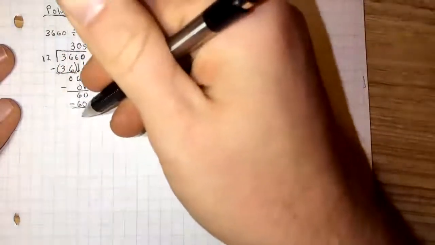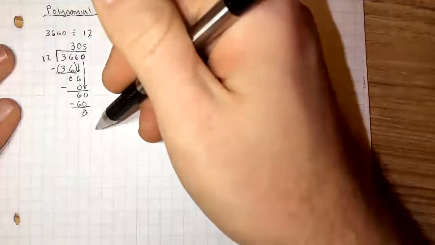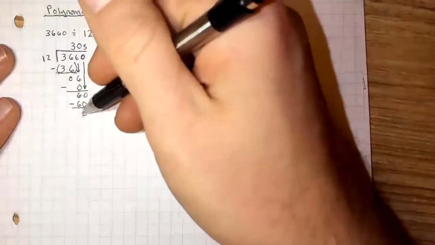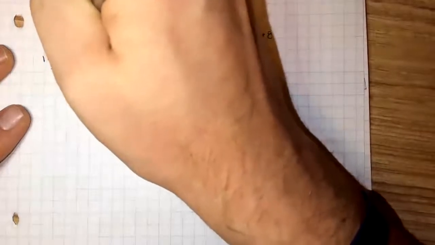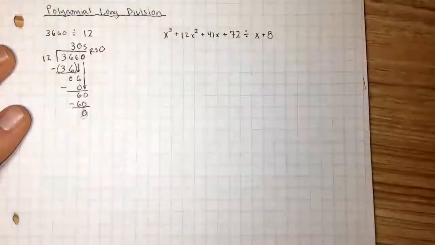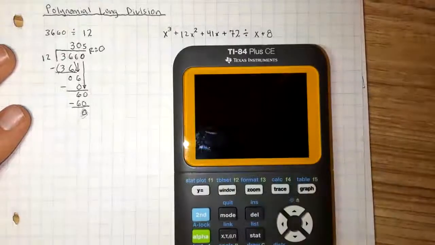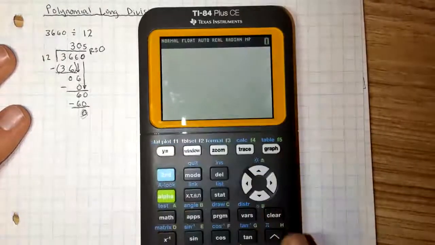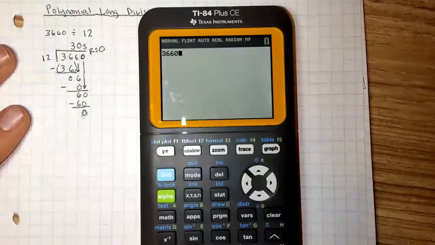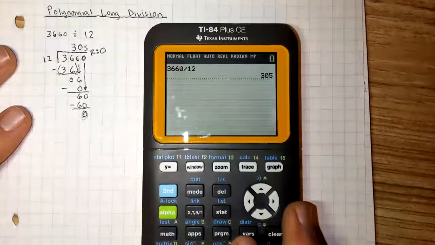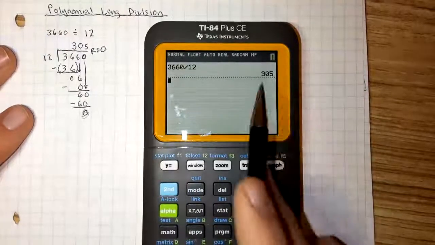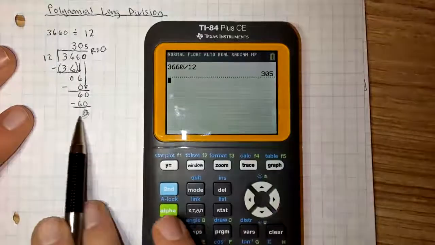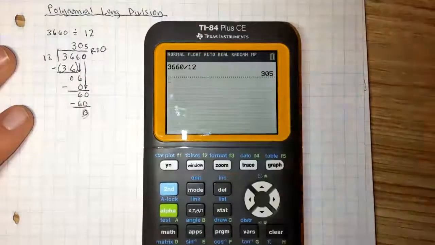So this number is important. We don't have anything else to bring down, and we're going to stop at this point. This number is known as the remainder. So the remainder here is 0. And so just to verify, 3,660 divided by 12 is 305 with no remainder. There's no decimal attached to this number. If we had a different thing down here, we would have 305 point something.